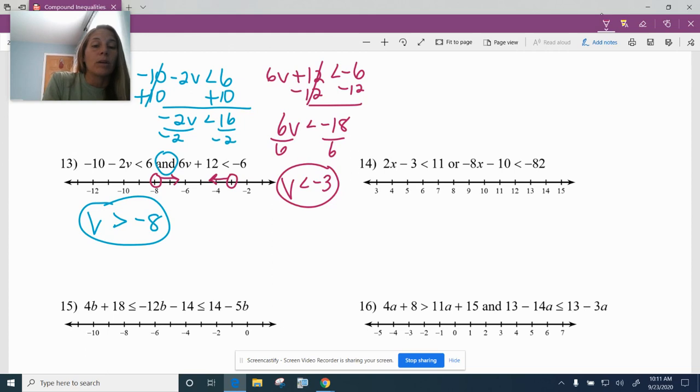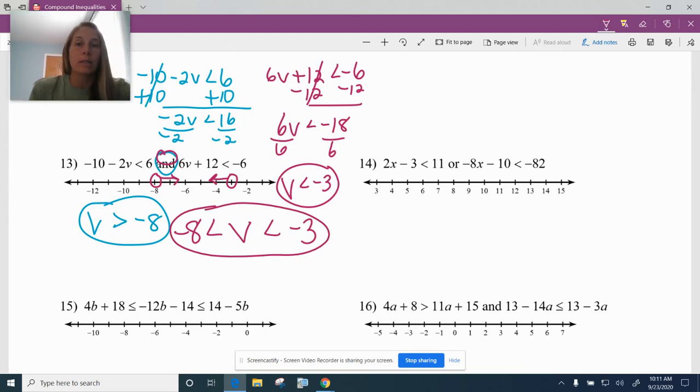So because the 2 arrows are going towards each other, and we know that this was an and problem, I could just put v in the middle. What number is smaller? Negative 8. What number is bigger? Negative 3, and then I could make sure I put in my 2 less than signs. They're always going to be less than signs if you have your smaller number on the left and your bigger number on the right. So then there's no confusion about which way do the signs go.